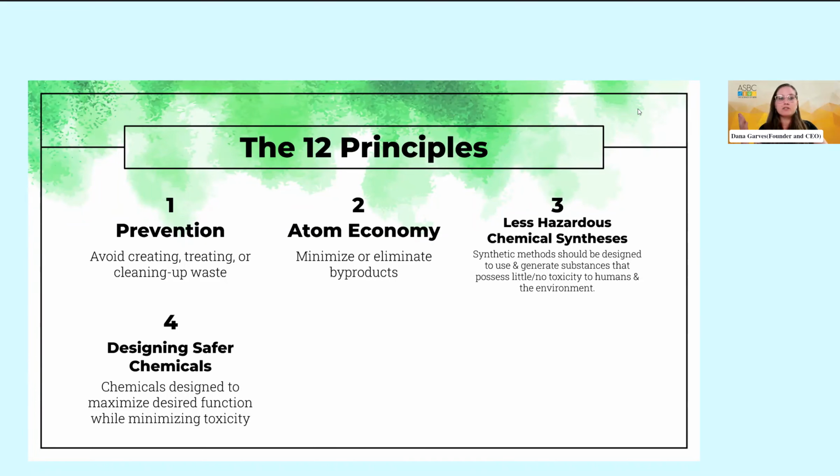Some chemical engineers design new chemicals or new solvents. And so in designing those, we want to make sure that they are safe, that they maximize the functionality of what you're trying to achieve while minimizing our toxicity, the impact on the environment, right? So number four is designing safer chemicals.